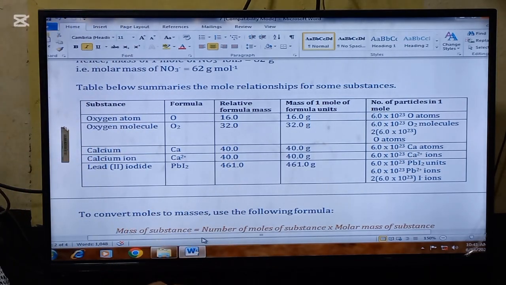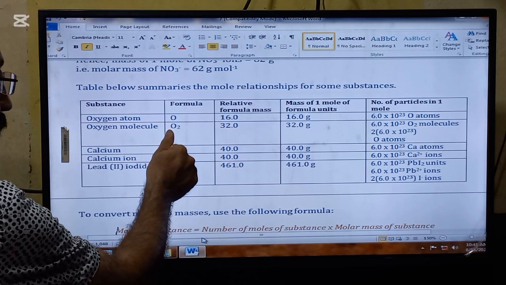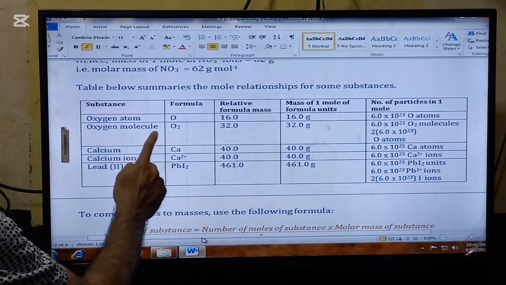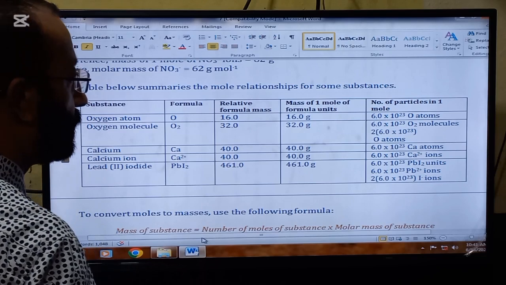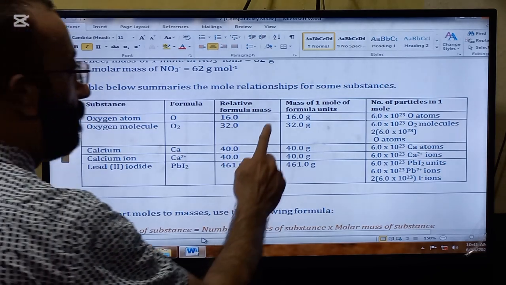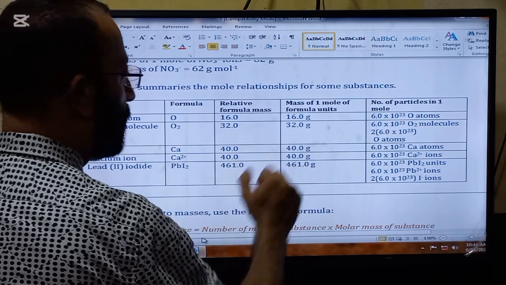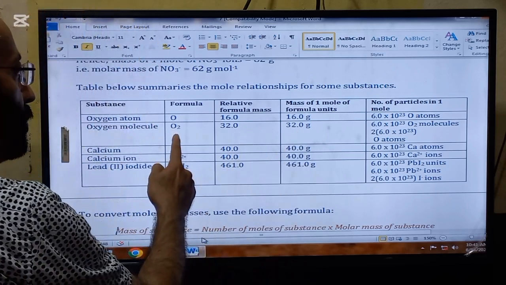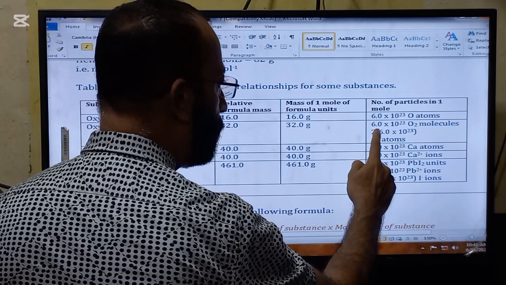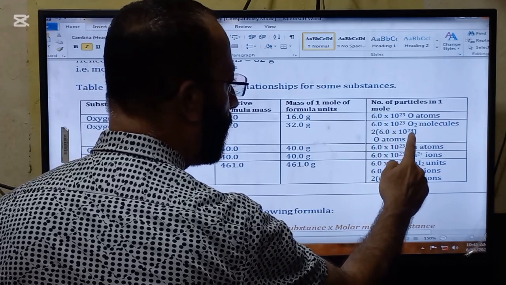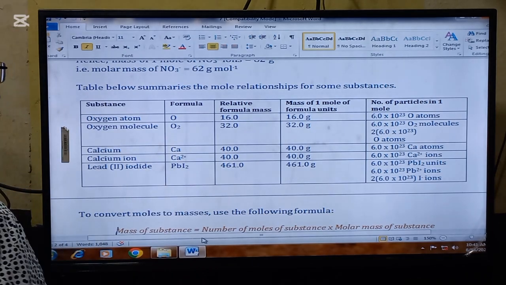But now look, concentrate. Oxygen molecule. The oxygen molecule is O2, because O is 16, so 16 times 2 is 32. This is the relative formula mass of O2. Mass of 1 mole of the formula units is 32 grams, so gram will be put with it. And now because 2 O are there, the number of particles is 2 times 6 multiplied by 10 raised to the power 23 O atoms in O2.